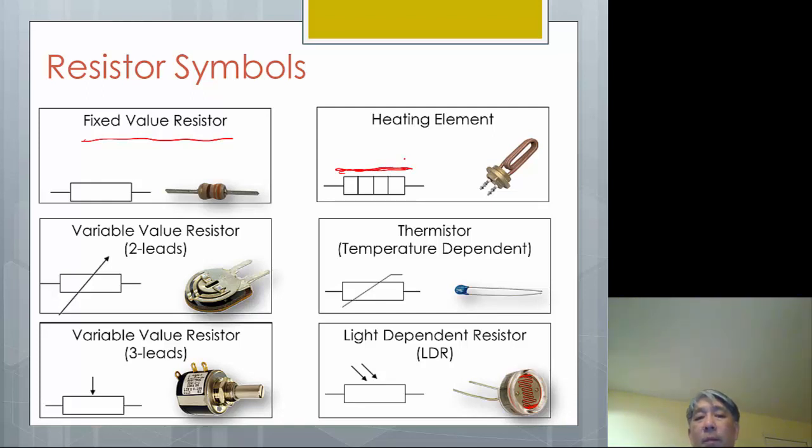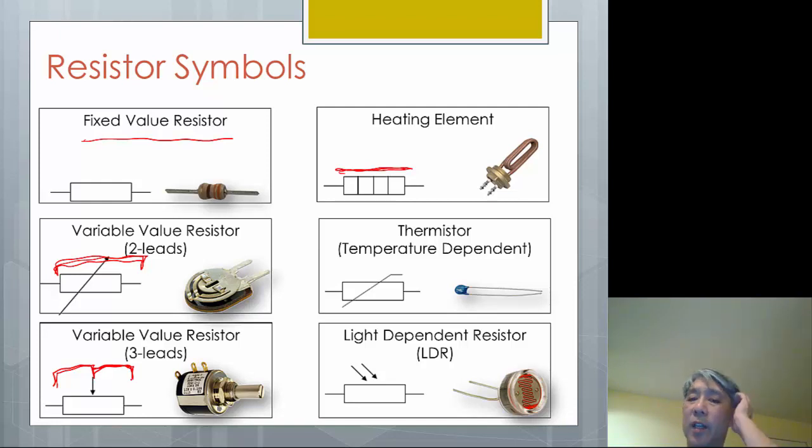Then on the left side, we have two different variable value resistors. A 2-lead resistor is basically a resistor that can change its value from 0 to some maximum. A 3-lead resistor allows you to take out a value somewhere in the middle, and you basically end up with two resistors: one resistor here that's variable and one resistor here. Another name for this would be a potentiometer.